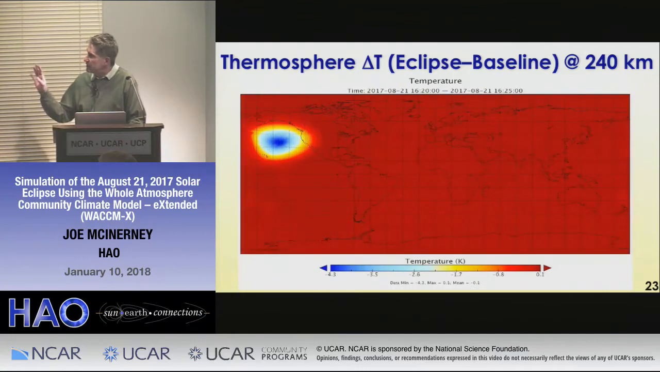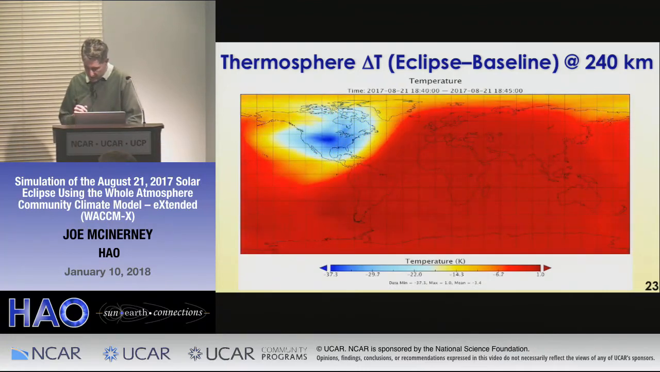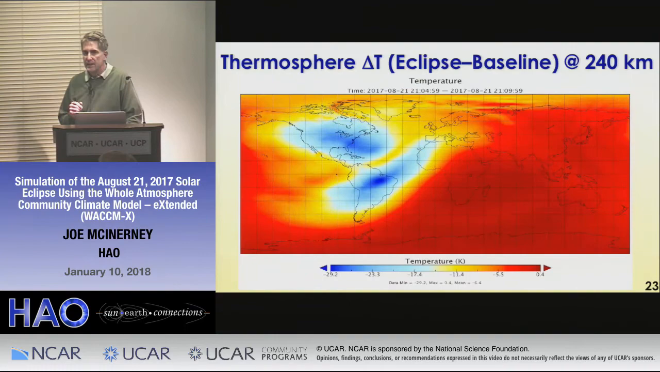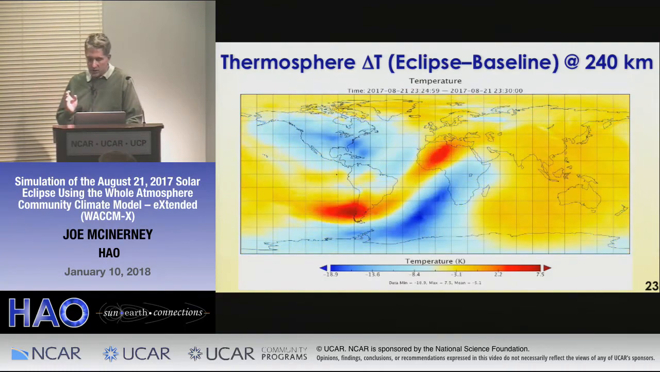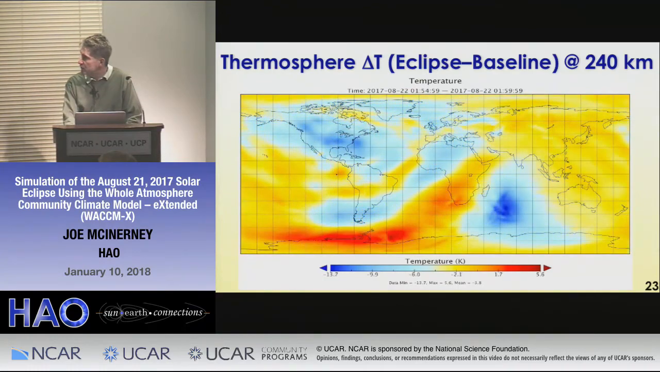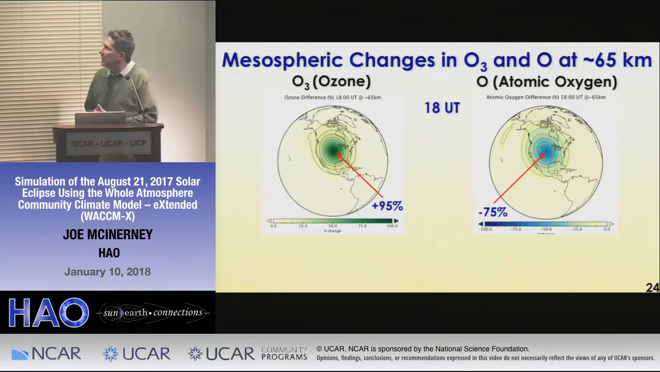So this is temperature, and one other thing we can look at, because we have the chemistry from WACCM, is what goes on with some chemical species during the eclipse. And here's just one example. This is the changes in ozone during the eclipse. This is at 18 UT when the eclipse is over the central US. And also some changes in atomic oxygen that happen at the same time, around 65 kilometers in the atmosphere. Here we get a 95% increase in ozone and a 75% depletion in atomic oxygen.